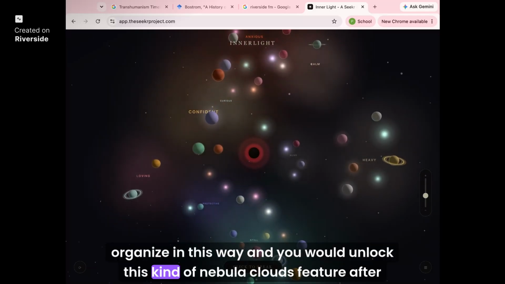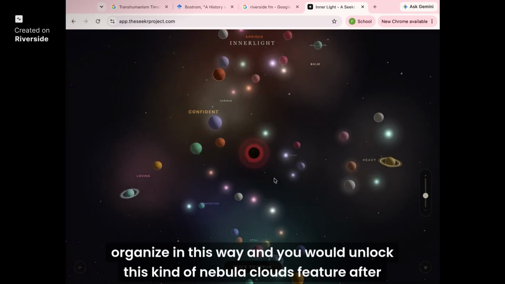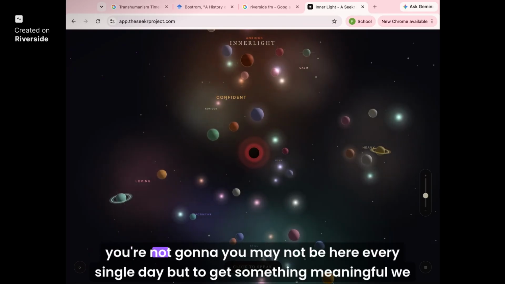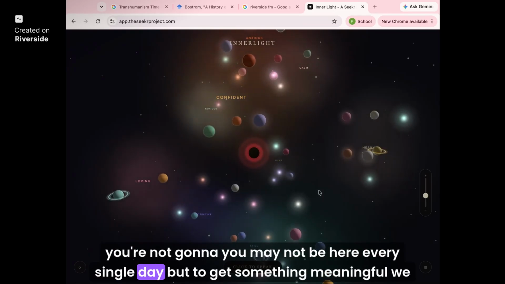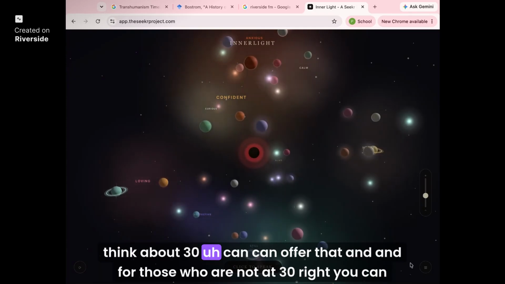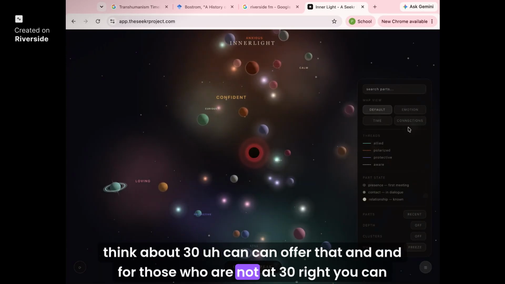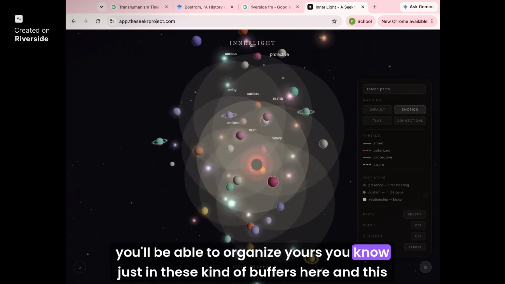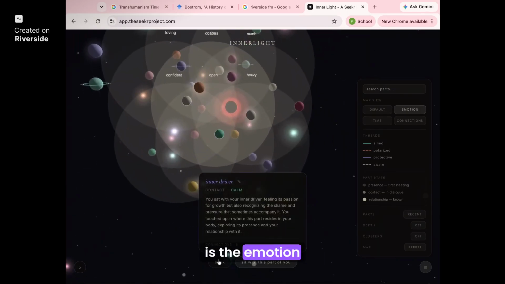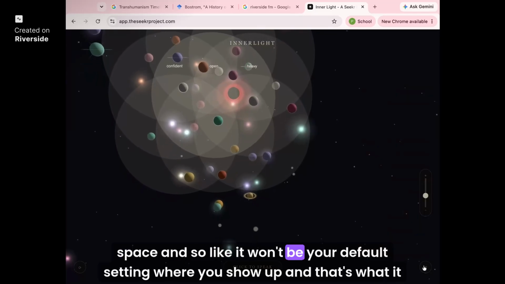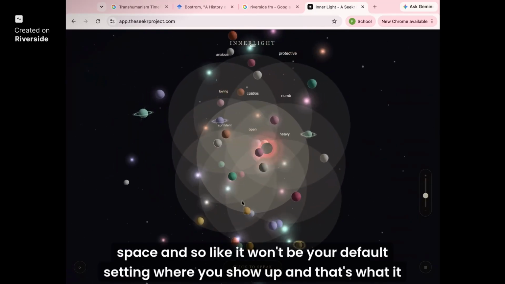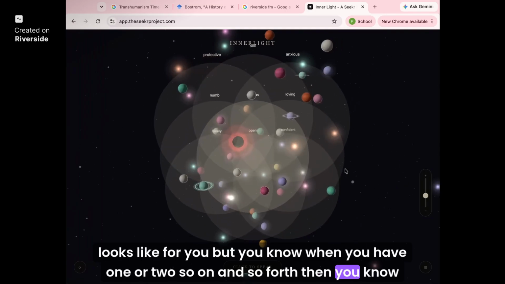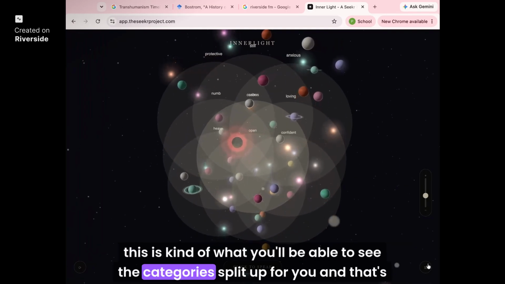You would unlock this nebula clouds feature after you've reached 30-plus parts, and that's cool. It's a process. You may not be here every single day, but to get something meaningful, we think 30 can offer that. For those who are not at 30, you'll be able to organize yours in these buffers here. This is the emotion space, and it won't be your default setting where you show up. But when you have one or two parts and so on, this is what you'll be able to see, the categories split up for you.